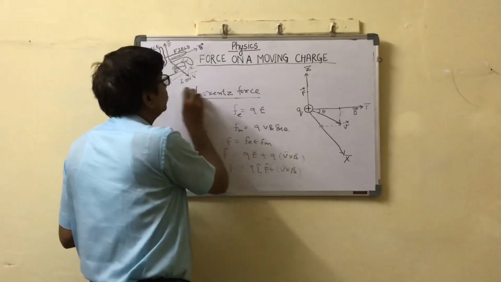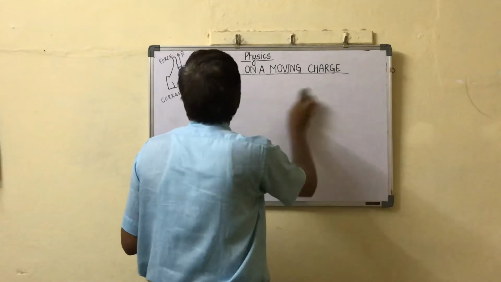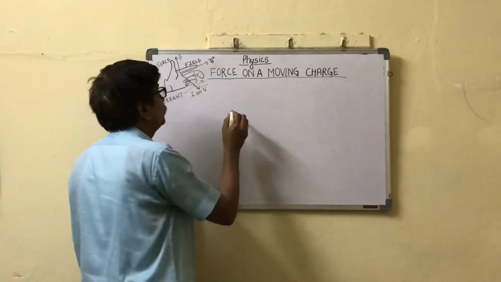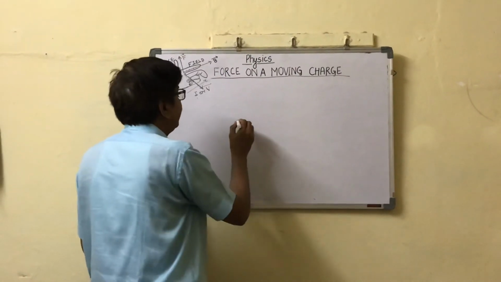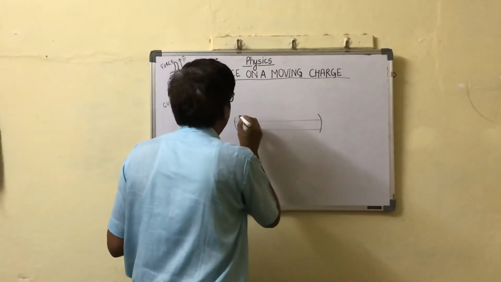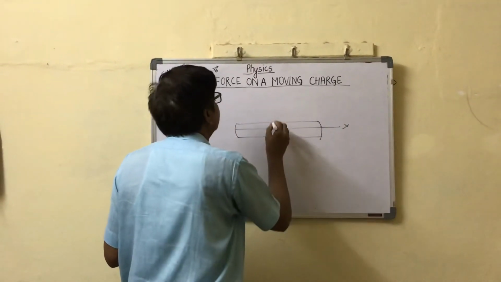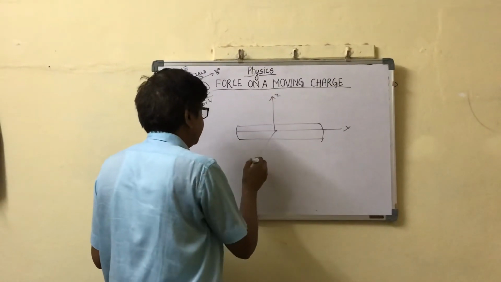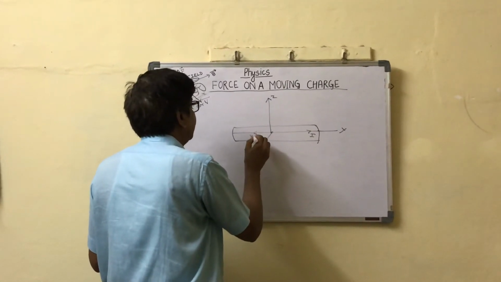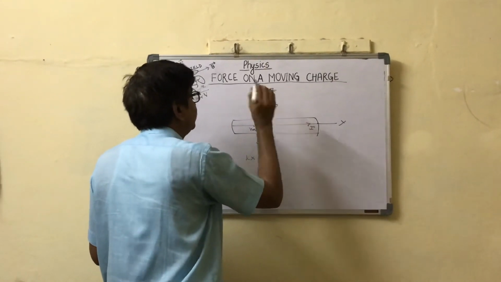Now, the next topic, the next derivation: force on a current carrying conductor placed in a magnetic field. This is a conductor, PQ is a conductor. Suppose this is the Y axis, Z axis, X axis, carrying current I. This is the force, and the magnetic field.